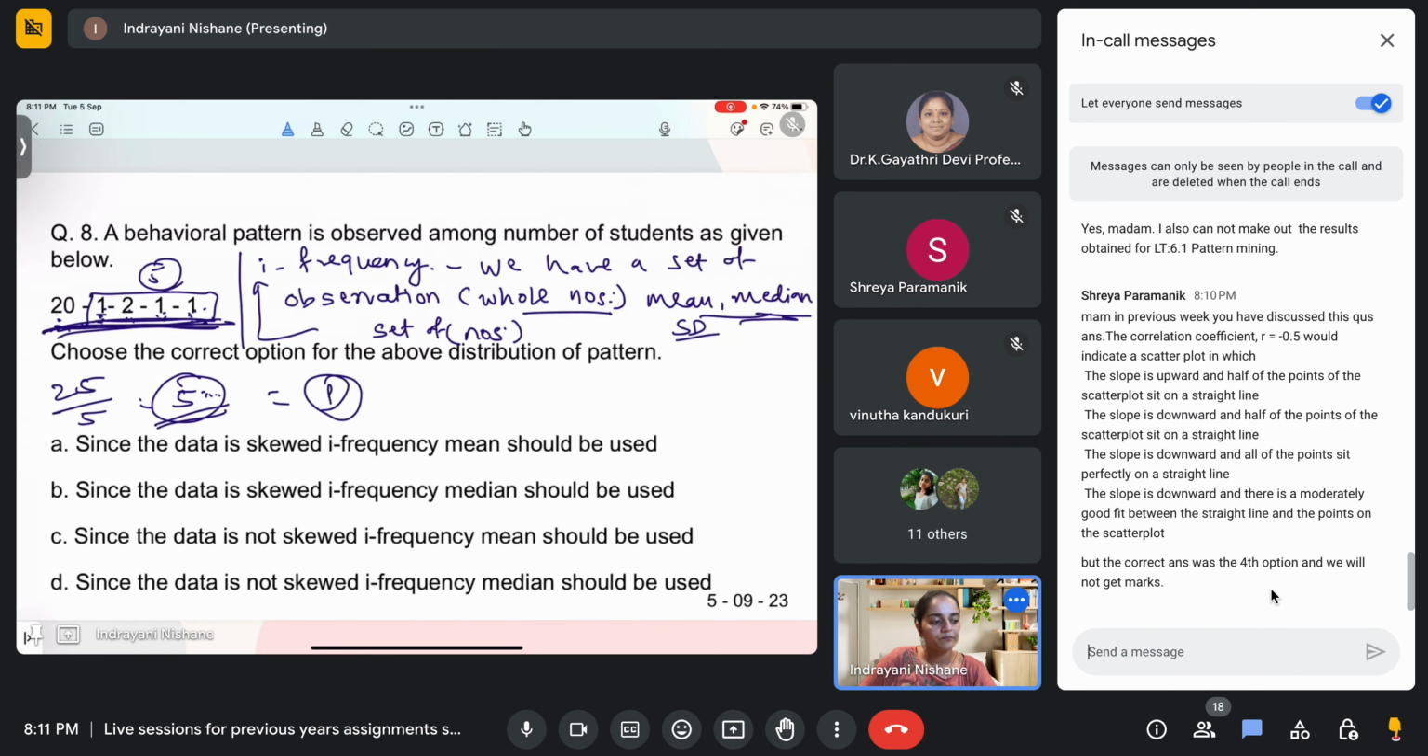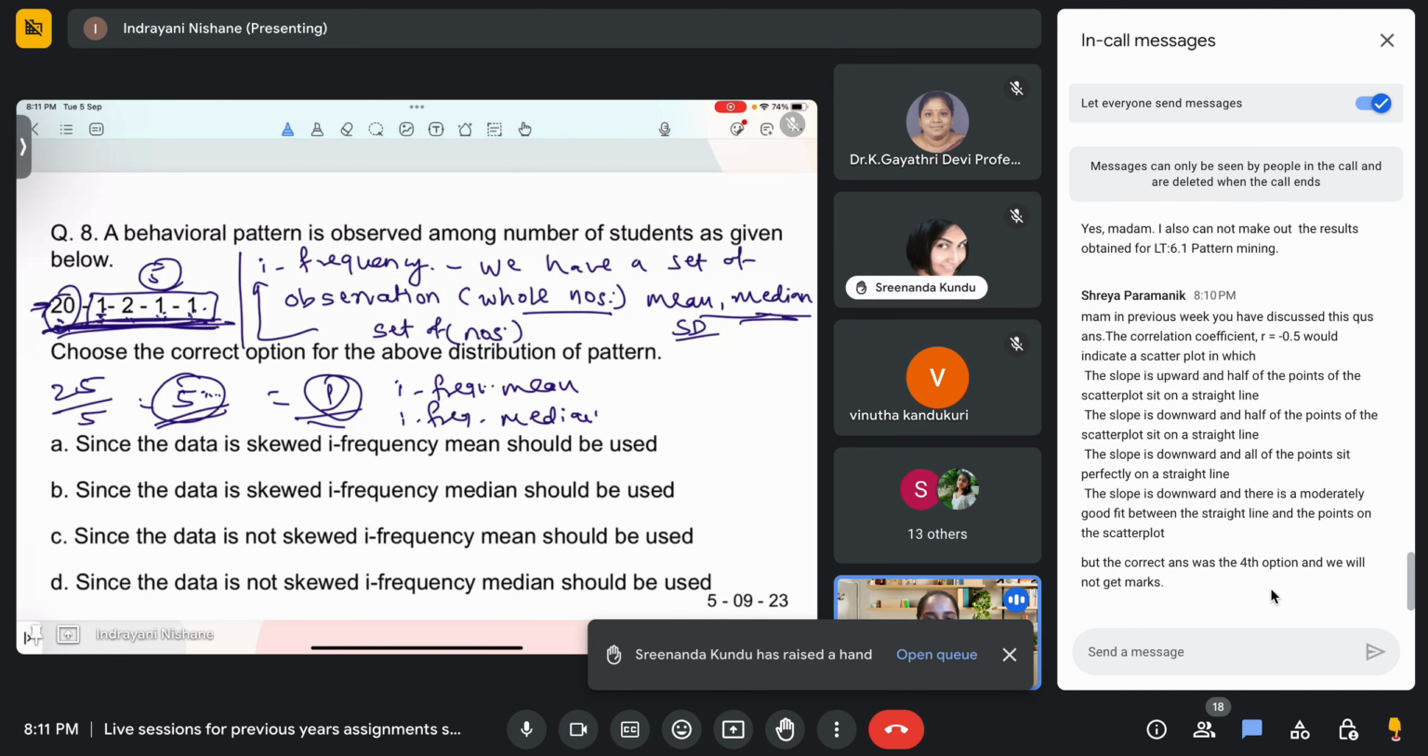So the support value for this is not the I frequency mean, but the I frequency median, for skewed data. So how do we know it is skewed data? Because there is one value which is way off from the rest of the observations. So that's why this is a skewed data set, and for a skewed data set we have to use the median. Yeah, yes, Srinanda.